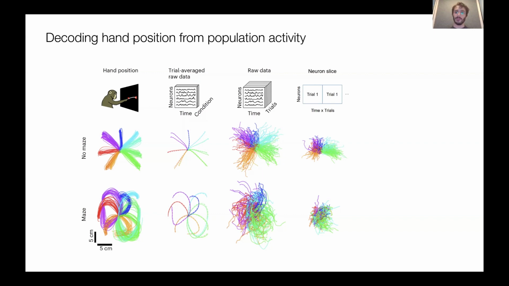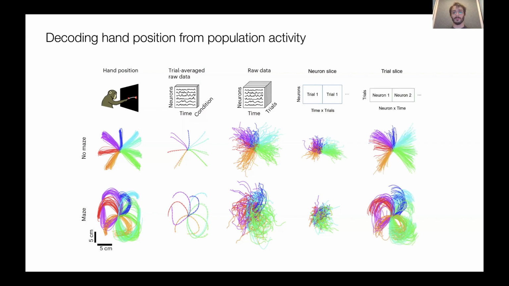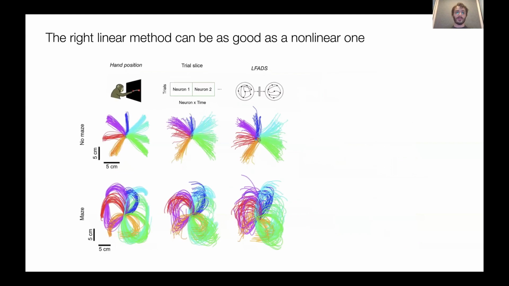But surprisingly, if you do the same thing, but on the other representation of the data, then it does really well. In fact, it does as well as nonlinear methods. For example, here on the right, I'm showing LFADS, which is a fully nonlinear method based on neural networks. And just applying linear dimensional reduction methods, but on the right representation of the data, does just as well as this nonlinear method.